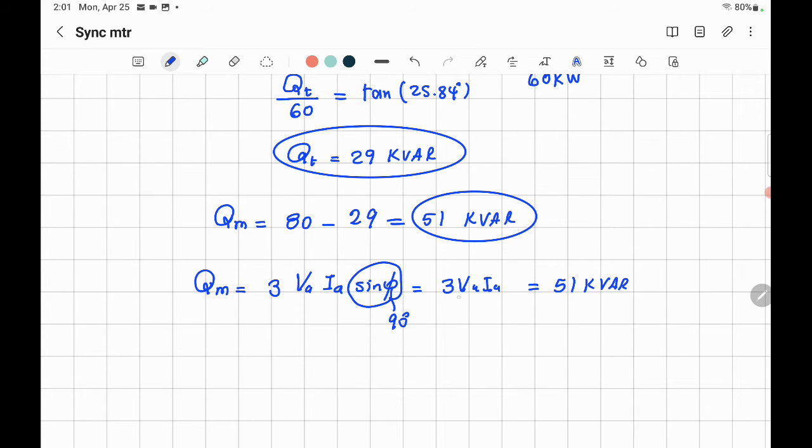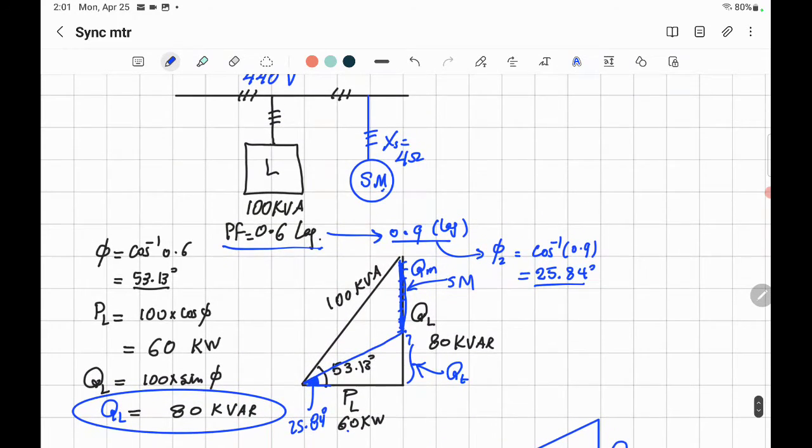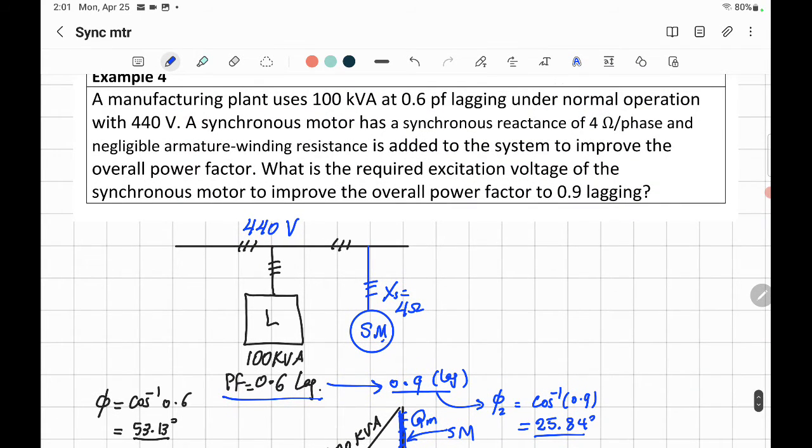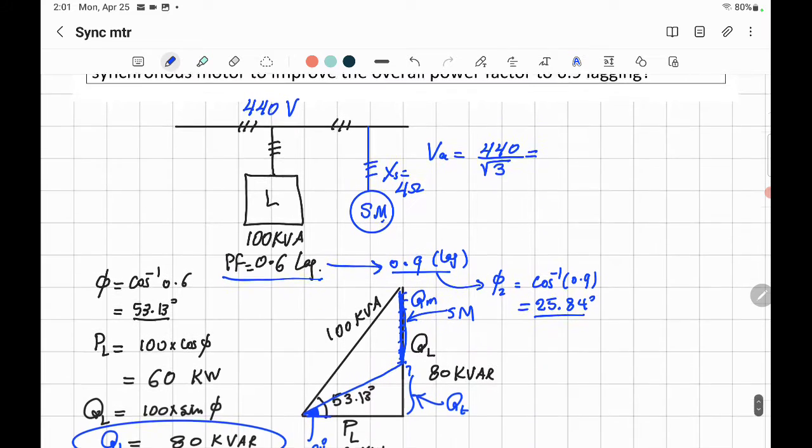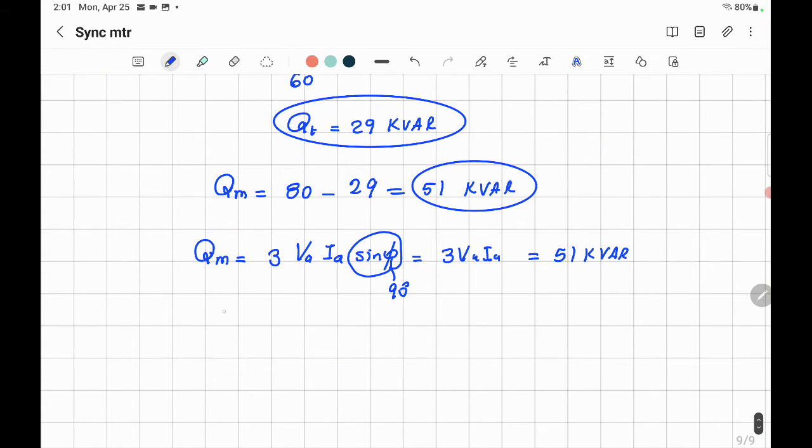The armature voltage is given, because the synchronous motor is connected to the system by 440 volt. So the armature voltage will be the phase value, and you can get it by dividing 440 by square root of 3. That will give you the phase value. If you don't want to calculate the phase value, you might use a different equation. You can say it's equal to square root of 3 times the line voltage and the armature current. You can do the same thing. Of course, sine phi is equal to 1. Okay, let me do that. That's a different way: square root of 3 times V line, which is 440, times IA.